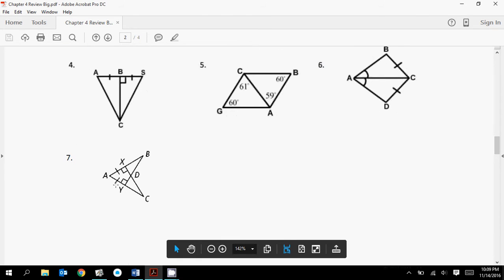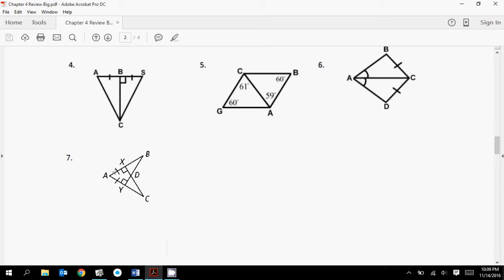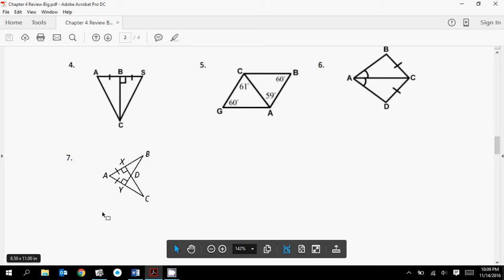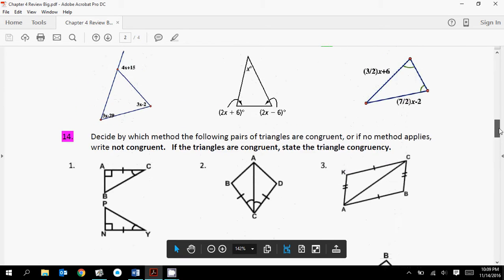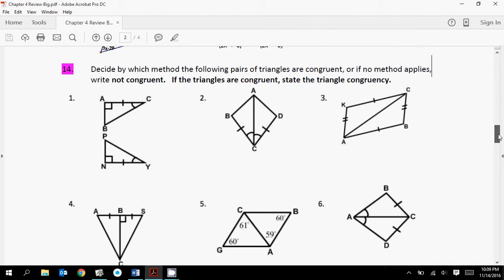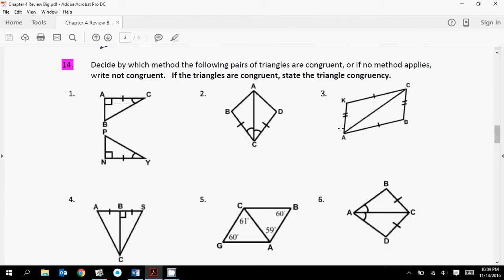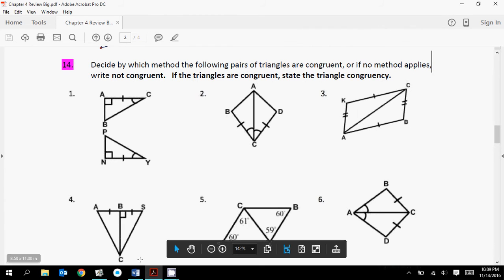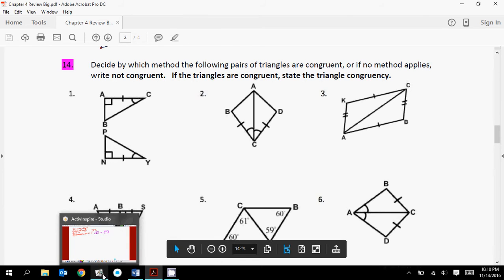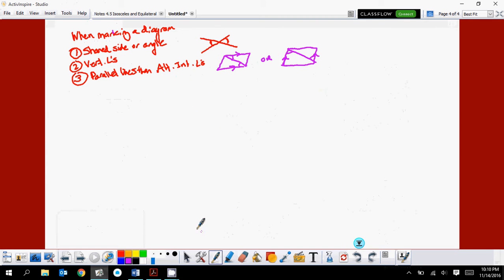For 7, I'll give you a little hint here. It's going to be easier if you split up the triangles ABY and AXC because they're overlapping there. So it might be easier to redraw that one. With those, that's all you're looking at when you're looking at triangle congruency. Once you've added marks, then you've got to look at the 5 ways that triangles can be congruent.